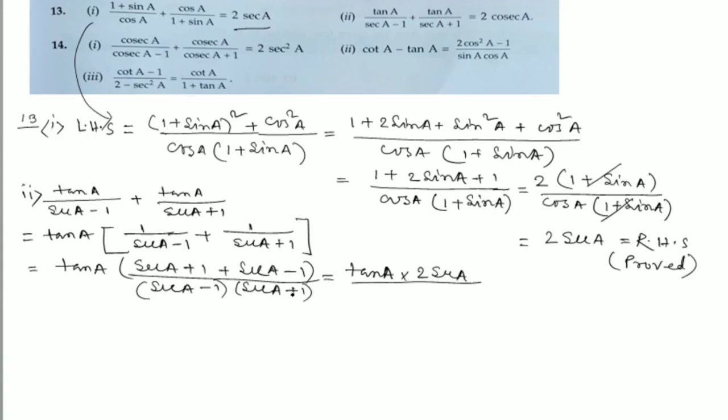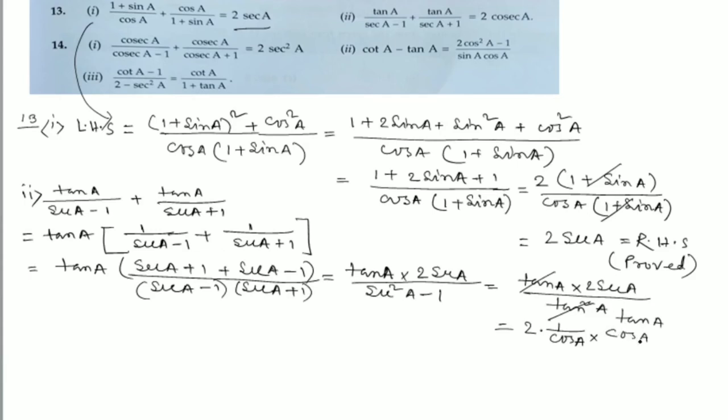And in the denominator, it will be sec square A minus 1. Okay, so it will be tan A into 2 sec A divided by (sec square A minus 1), which is tan square A. Therefore, it will be tan A. Now, 2 sec A means 2 by cos A, and 1 by tan A means cos A by sin A, so it will be reversed. Then in the numerator will be cos A, in the denominator sin A. Cross out cos A. Therefore, 2 by sin A, which means 2 cosec A.